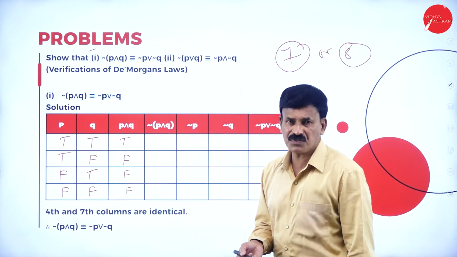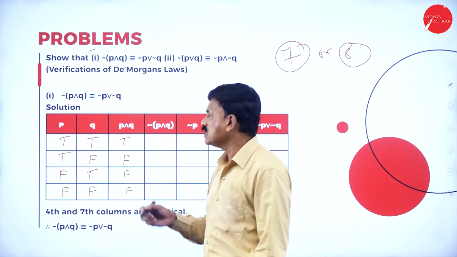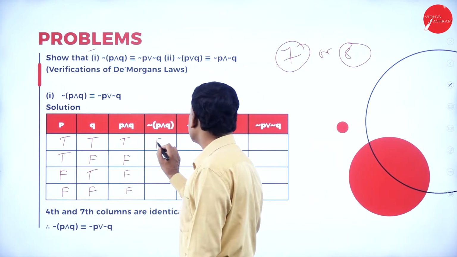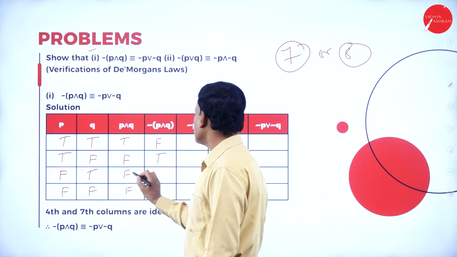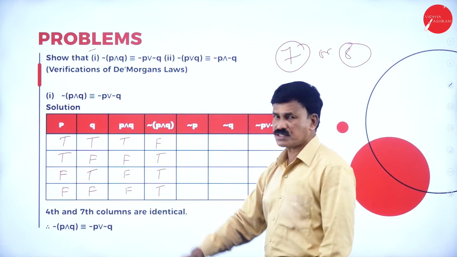Now, the negation for this. You know, the negation for T is F, and for F it is T. So, negation of T is F, negation of F is T, negation of F is T, negation of F is T. This is the first part of the statement.